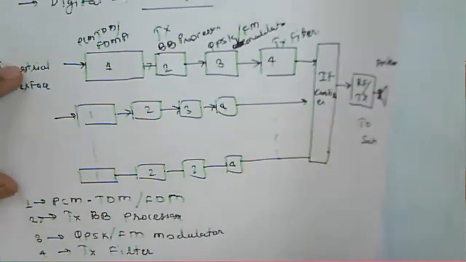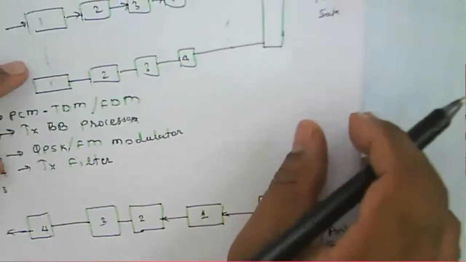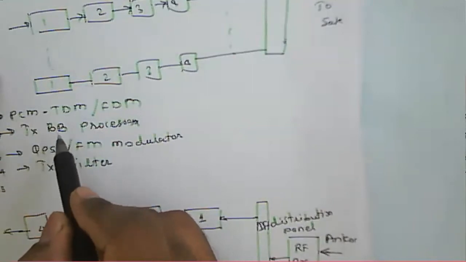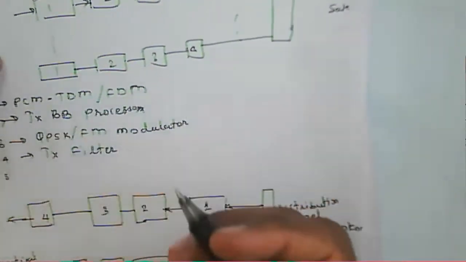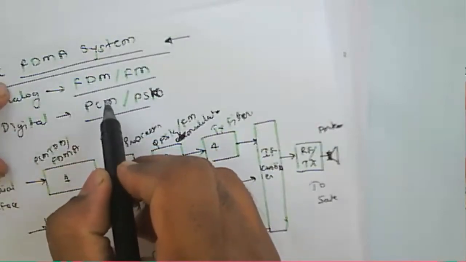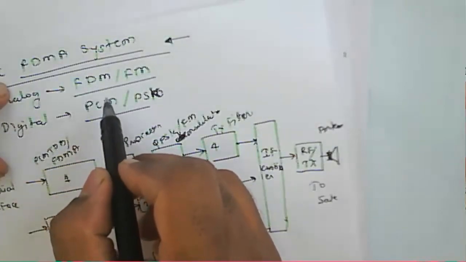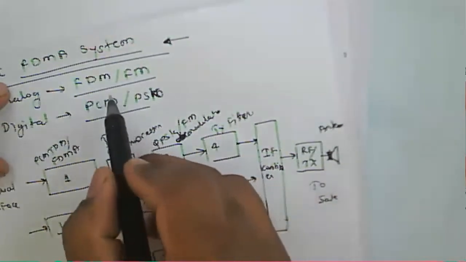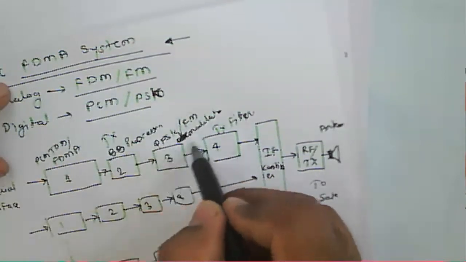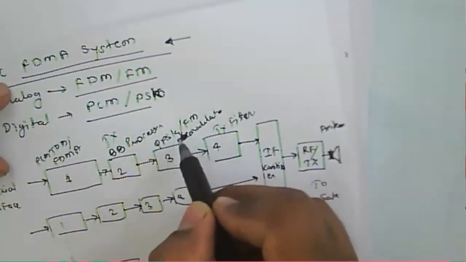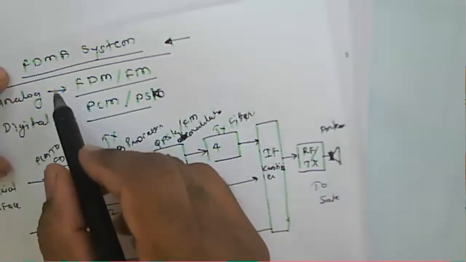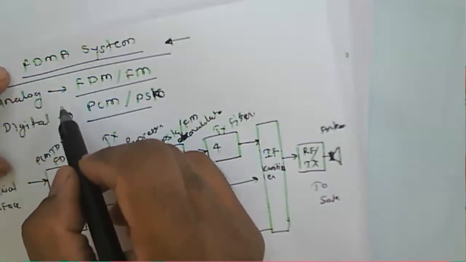Now, if it is analog voice, then we can consider that it will be an FDM multiplexer and FM modulator. And if it is digital voice, then a TDM multiplexer and a QPSK modulator. So according to that, we have a modulator, depending on whether it is analog voice or digital voice.